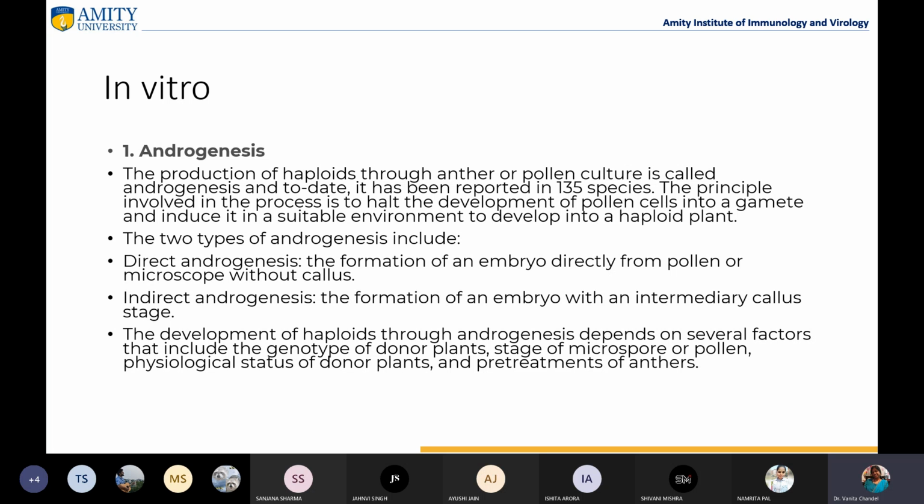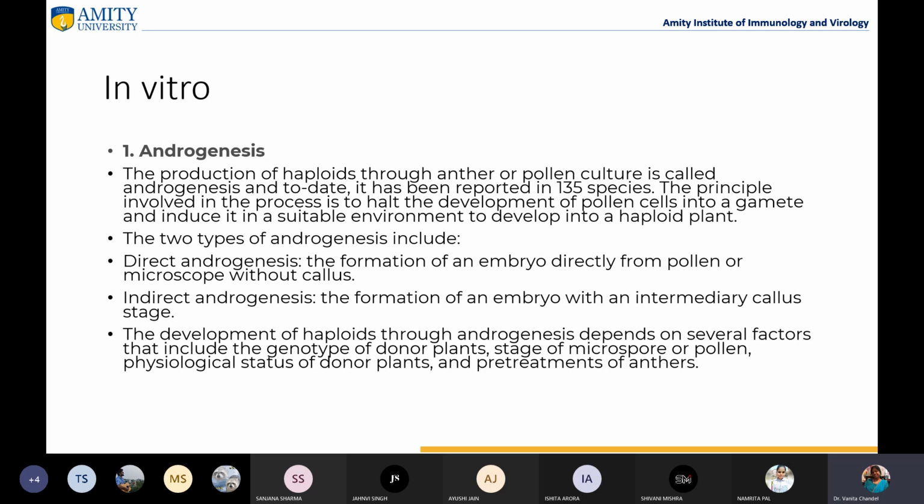Now, two types of androgenesis are recorded here. There is direct androgenesis and indirect androgenesis. In direct androgenesis, the formation of the embryo is directly from the pollen or microspore without callus formation. So directly from the pollen we take, but callus is not formed in this case. Whereas in indirect androgenesis, the embryo is formed through a callus formation stage, and after that, the further plant production takes place.